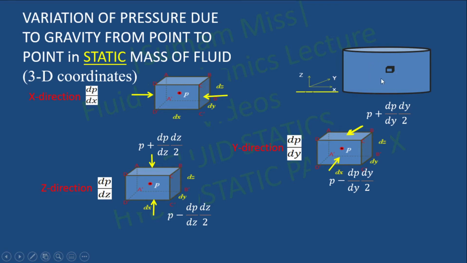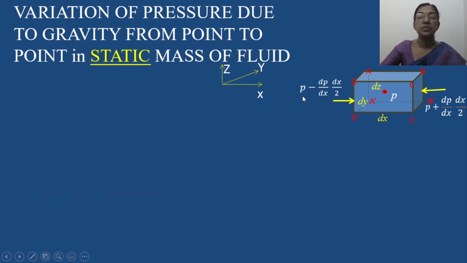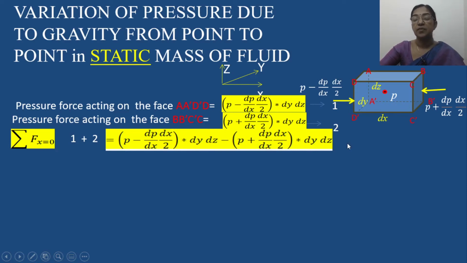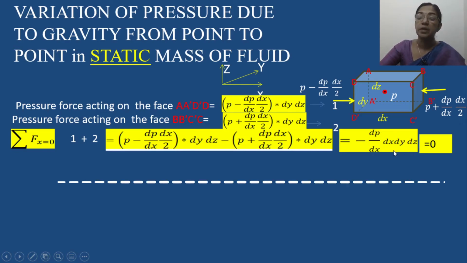If we are considering the equilibrium of this fluid element, then we have to consider sigma Fx equal to 0, sigma Fy equal to 0 and sigma Fz equal to 0. So let us go and see this on illustration. Now let us consider the force which is acting on the fluid element in x direction. We have learned previously that sigma Fx equal to 0 means this force minus this force. If you simplify this expression, you will get minus dP by dx into dx dy dz equal to 0. You can verify by your own.